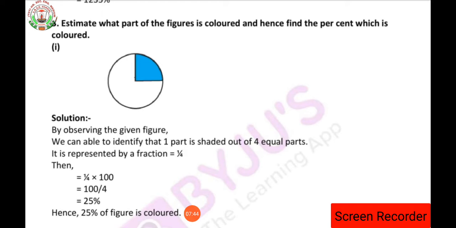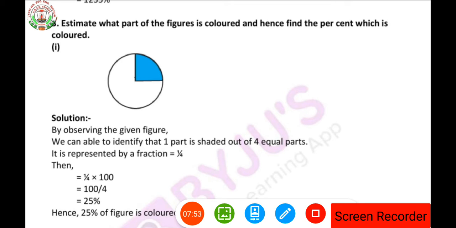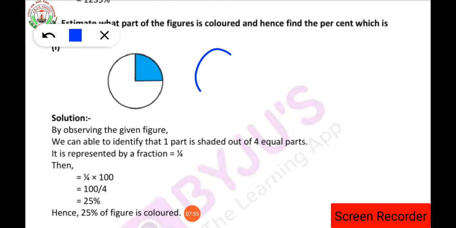Now the next question we are having, question number 3. Estimate what part of the figure is colored and hence find the percent which is colored. That means here we are having one figure, a circle is given, isn't it? And a circle has 4 quadrants: first, second, third and fourth. In that, 1/4 part of the circle is colored, isn't it? So what is asked here? Estimate what part of the figure is colored and hence find the percent of it.